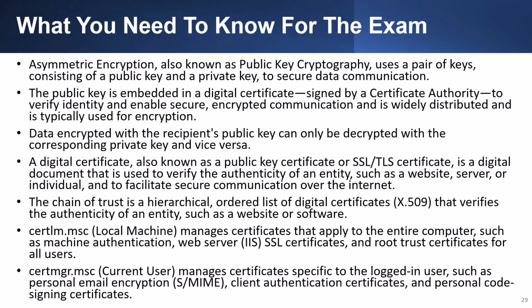In summary, asymmetric encryption, also known as public key cryptography, uses a pair of keys consisting of a public key and a private key to secure data communications. The public key is embedded in a digital certificate signed by a certificate authority to verify the entity and enable secure encrypted communications, and is widely distributed and is typically used for encryption. Data encrypted with the recipient's public key can only be decrypted with the corresponding private key, and vice versa.